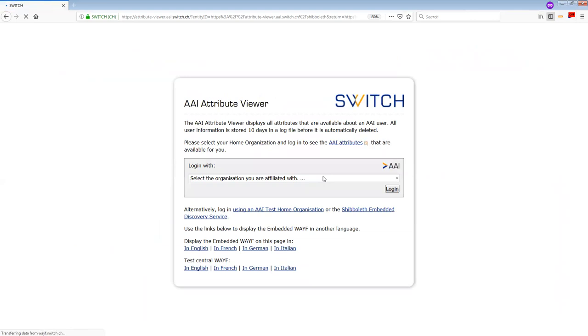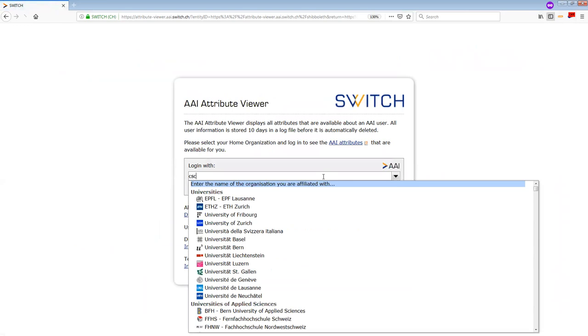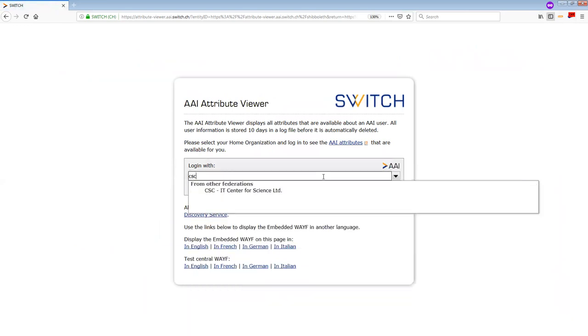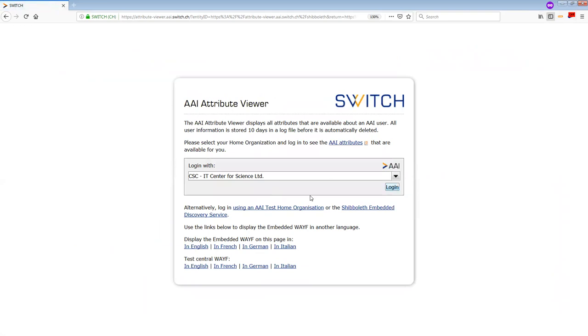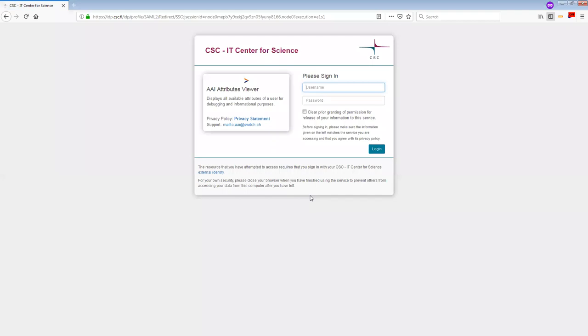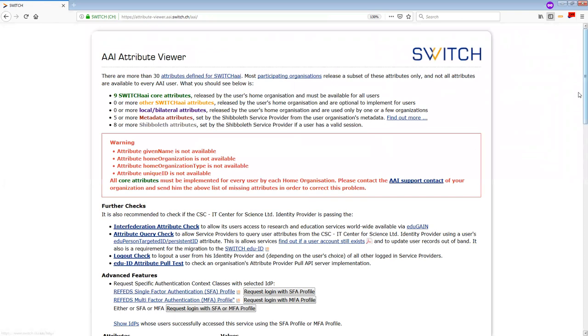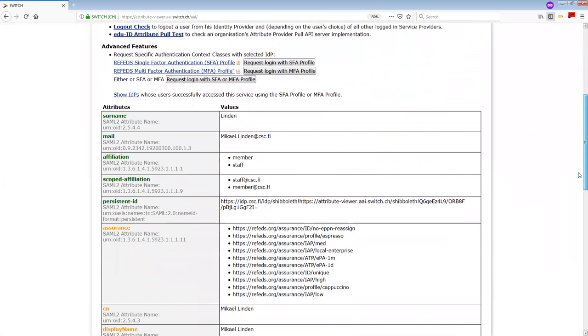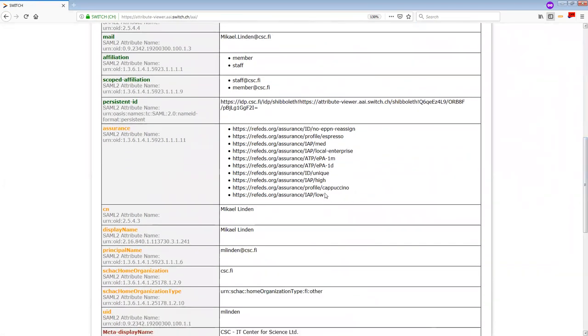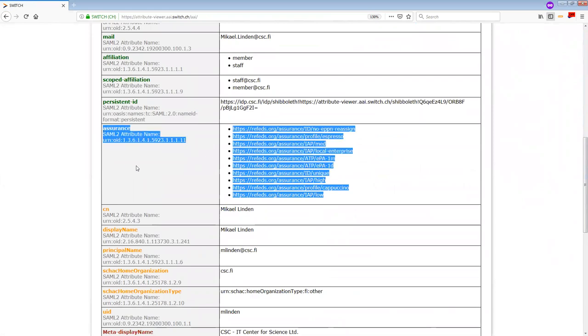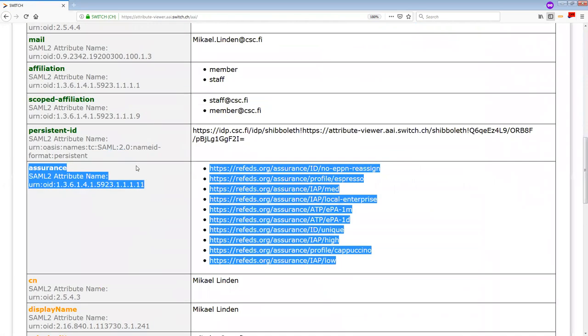So I select my home organization, which is CSC, and log in at my home organization IDP using my ordinary password. And now I'm redirected back to the attribute view. Here are the attributes my home organization IDP released on me. And here are the assurance-related attributes, which represent the values in the REFEDS Assurance framework. So you can see it's a multi-valued attribute, eduPersonAssurance, that my home organization released.